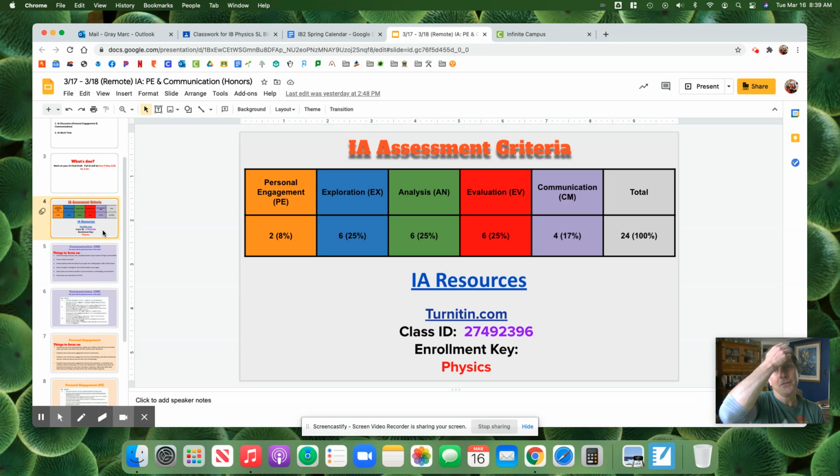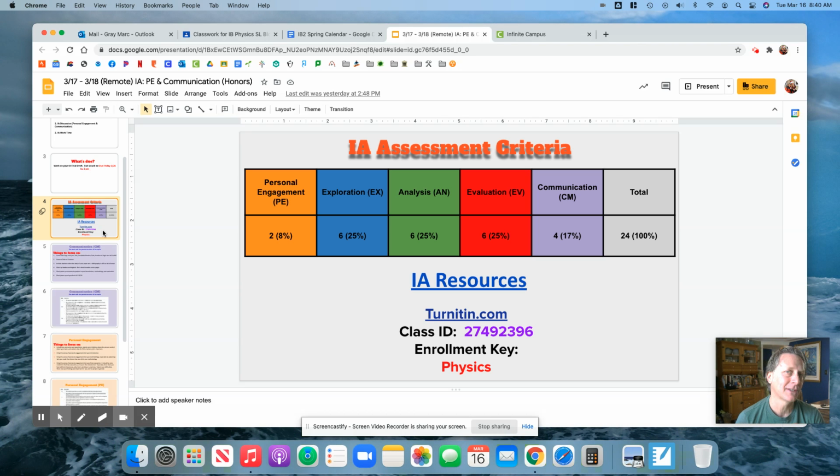So here is the basic grading criteria for the IA. Notice I put it into these sections here, and it shows you the total number of points being 24 and where you're going to get the points for each of the sections. Now we're going to focus on the two smaller sections today. One is called communication, one is called personal engagement.